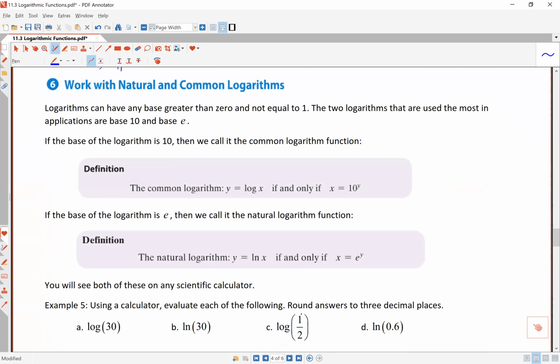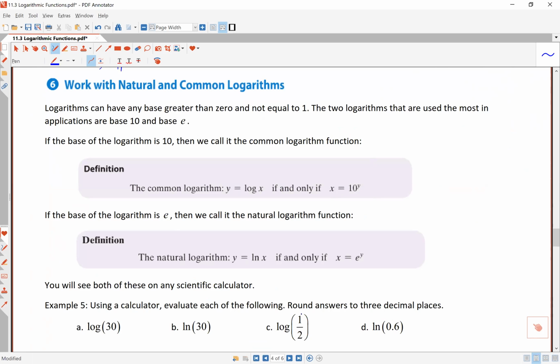We've been working a lot with base 2. We introduced you to base e. We also have another base that's common, which is base 10. Logarithms can have any base greater than 0 and not equal to 1. The two logarithms that are most used in applications are base 10 and base e.